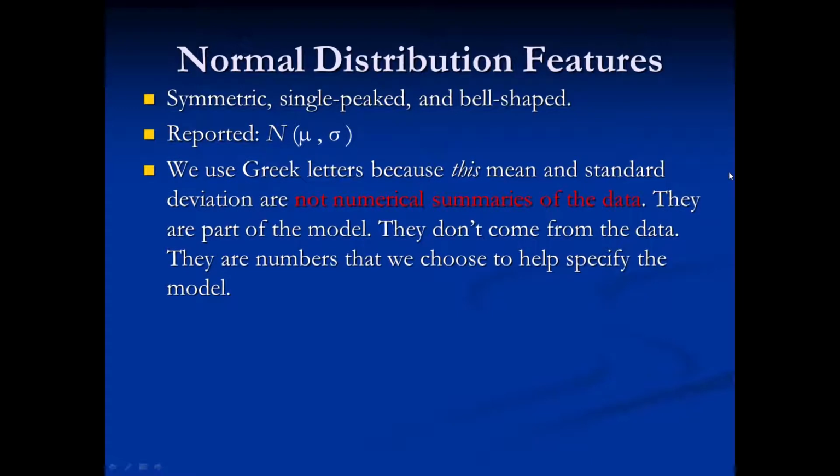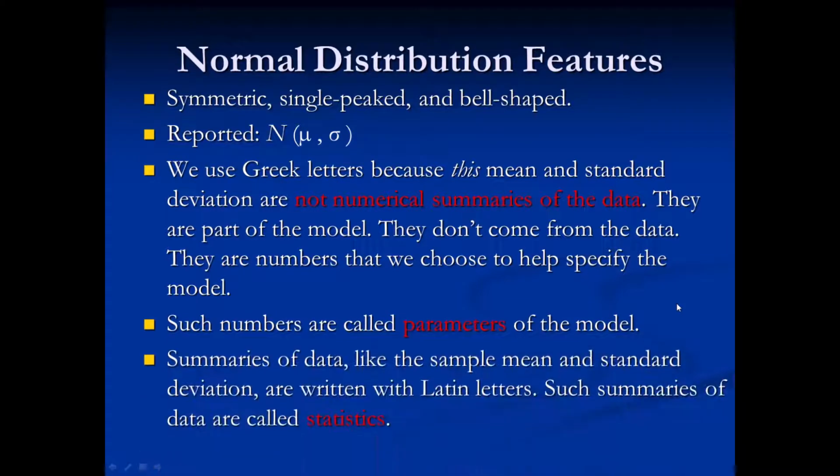All right, so we're in Greek speak with this. We use the Greek letters because this particular mean and standard deviation are not numerical summaries of data. They're part of your model for the population. So they don't come from data. That's why we don't use X bar and S. Those numbers are called parameters. Parameters are for populations.